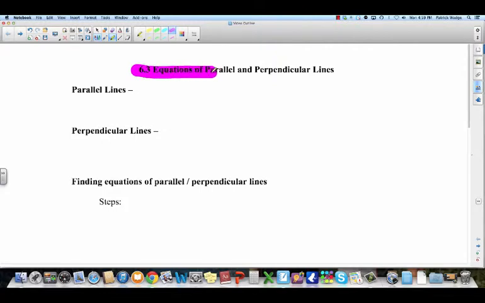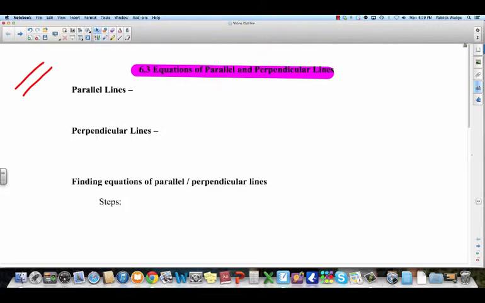6.3 Equations of Parallel and Perpendicular Lines. Alright, you had better know these first two things. We've talked about them so many times. What is true about the slopes of parallel lines? If two lines are parallel, like train tracks, never meet, never touch, never get closer together, never get further apart, what do you know? The slopes are exactly the same.